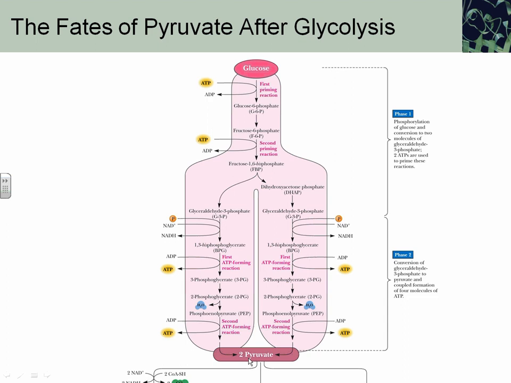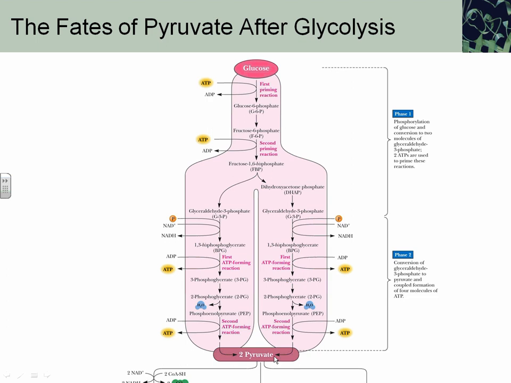Through this process, 2 ATPs are used, but 4 ATPs are produced. So we get a net production of 2 ATPs. During this process, we also produce 2 NADH molecules. All of these steps occur in the cytosol.